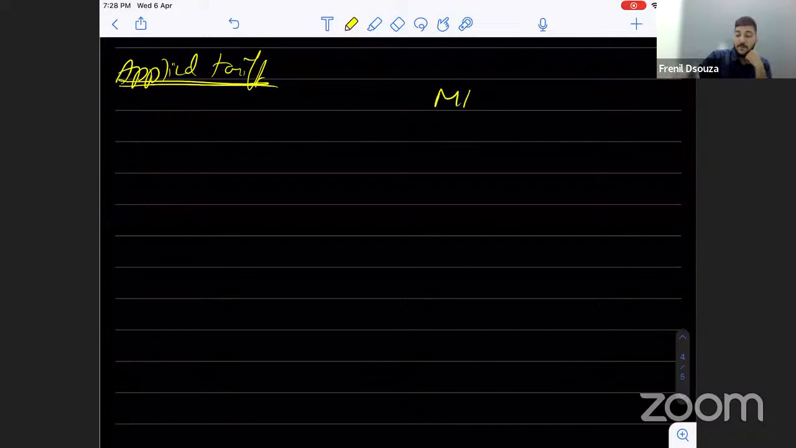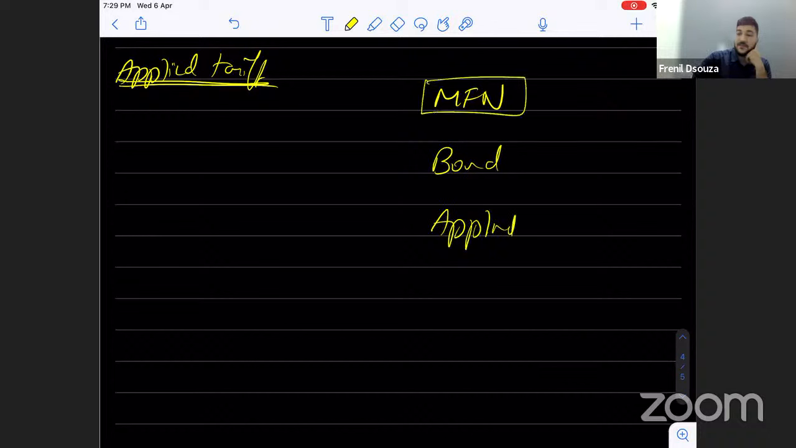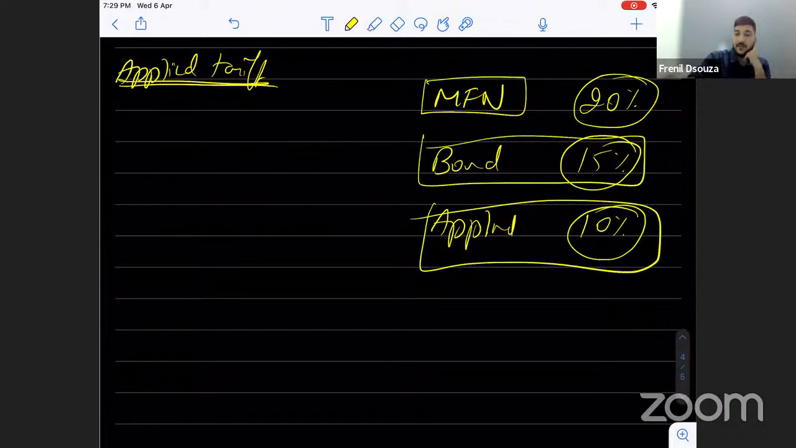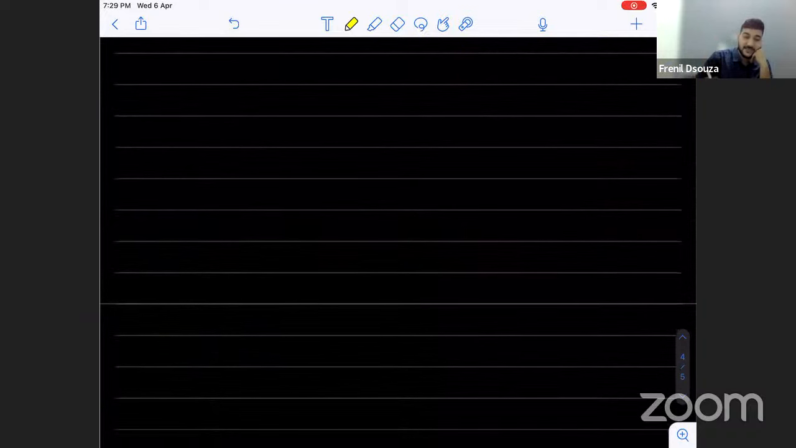See, on top there is MFN, and then there is a bound tariff, and then there is applied tariff. MFN: all the countries of WTO members will agree that they will not charge more than 20%. Then I bind myself to a rate of 15%, and then I apply a tariff of only 10%. But this applied tariff cannot be above the bound tariff. This we have learned in bound tariff, isn't it? Once I bind myself, I cannot go out of it. So applied tariff cannot be above the bound tariff, but applied tariff can be less than it. Next, after this, we will go to something called escalated tariff.